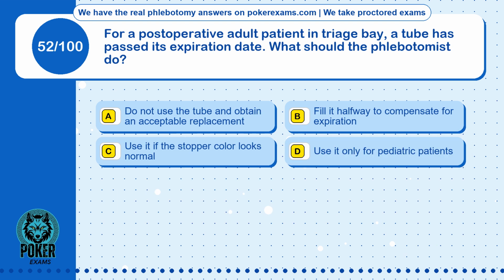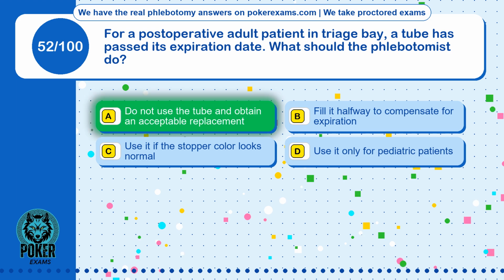Question 52. For a postoperative adult patient in triage bay, a tube has passed its expiration date. What should the phlebotomist do? Option A. Do not use the tube and obtain an acceptable replacement. Option B. Fill it halfway to compensate for expiration. Option C. Use it if the stopper color looks normal. Option D. Use it only for pediatric patients.